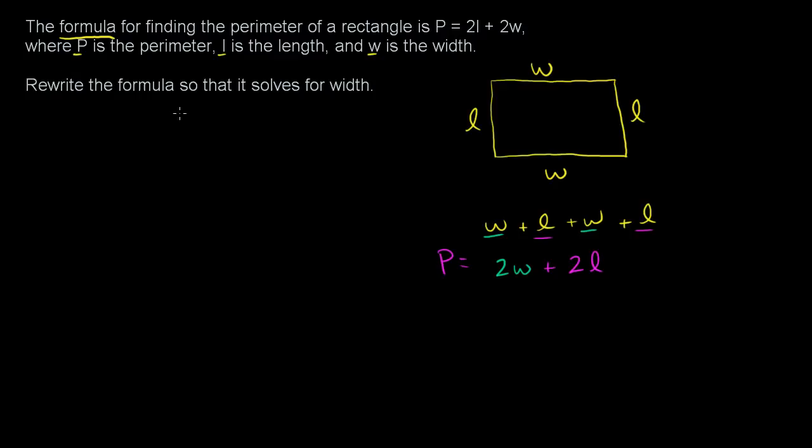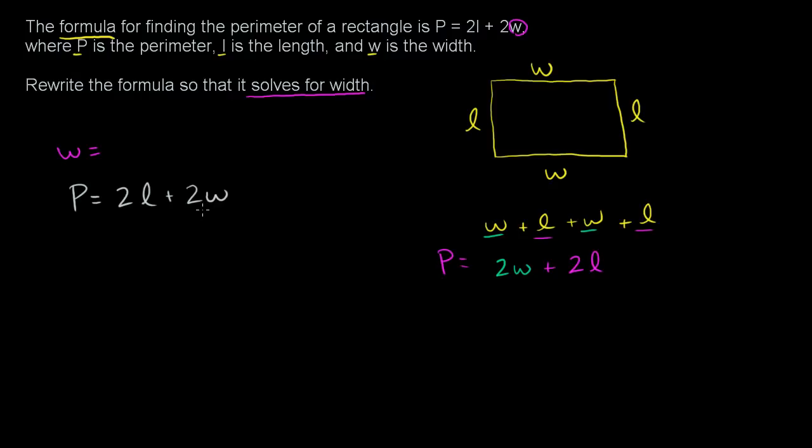Now, their question is, rewrite the formula so that it solves for width. So the formula, the way it's written now, says P is equal to something. They want us to write it so it's this W right here. They want it to be W is equal to a bunch of stuff with L's and P's in it and maybe some numbers there. So let's think about how we can do this. They tell us that P is equal to 2 times L plus 2 times W. We want to solve for W.